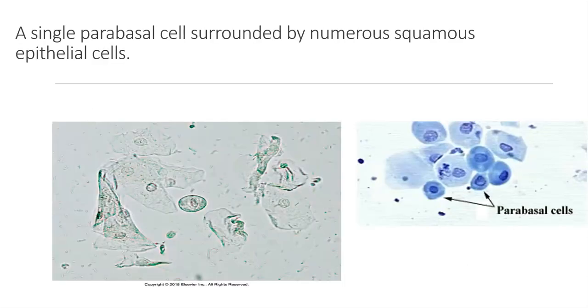In the first picture on the left, there's a single parabasal cell surrounded by numerous squamous epithelial cells. And on the right, I found a picture that used some kind of stain, but there are arrows at the parabasal cells. Again, they're very small, and the cytoplasm to nucleus ratio is a distinguishing characteristic.